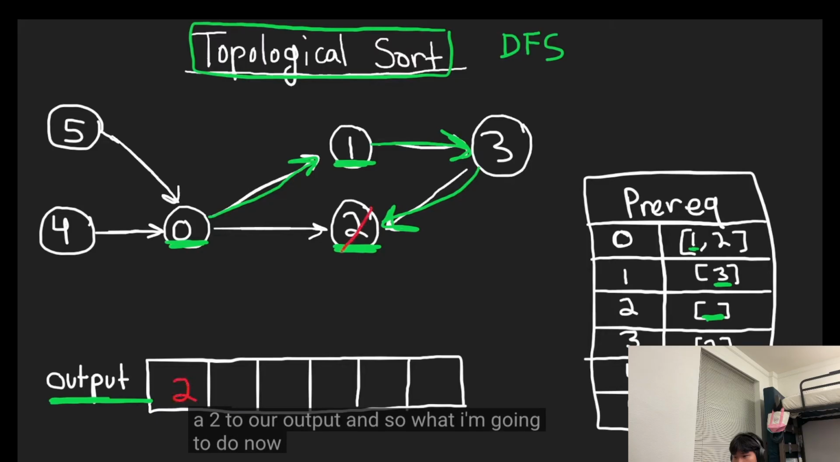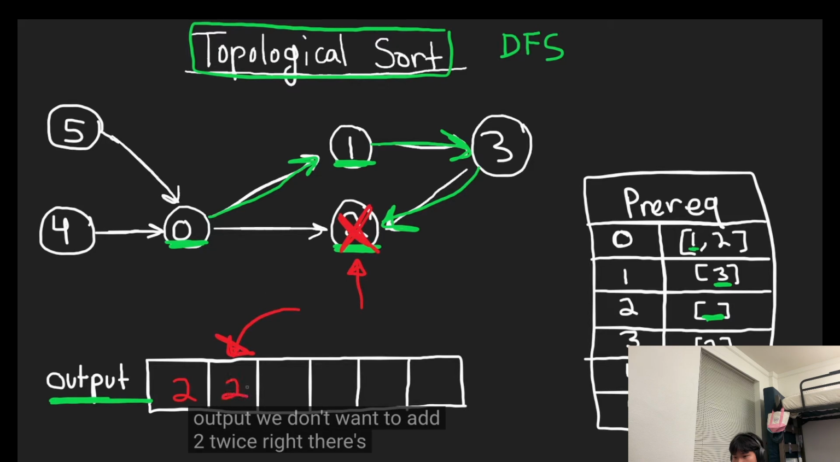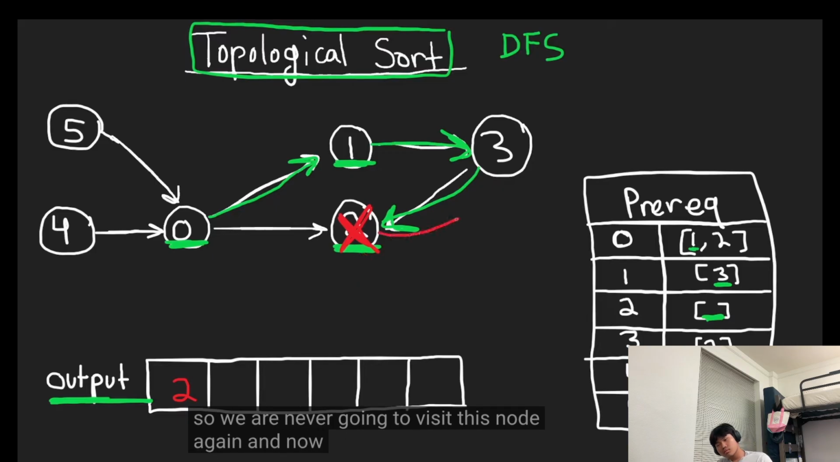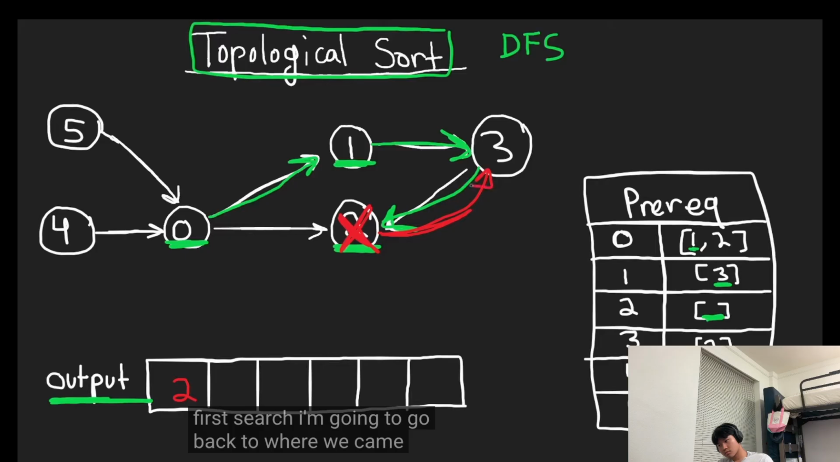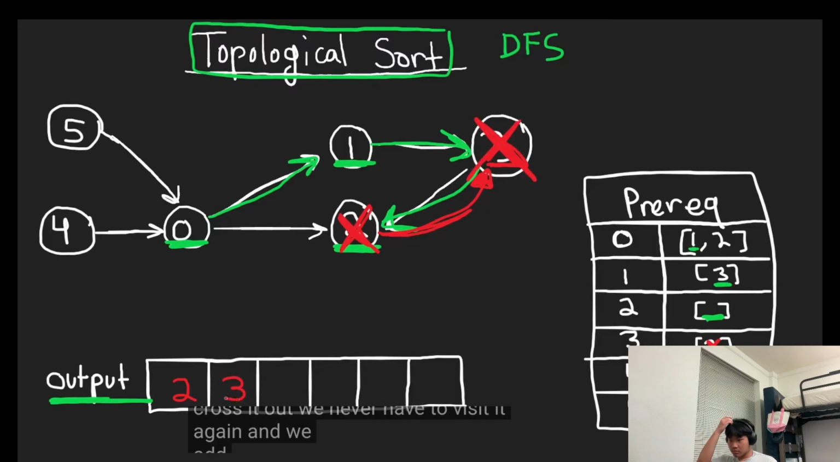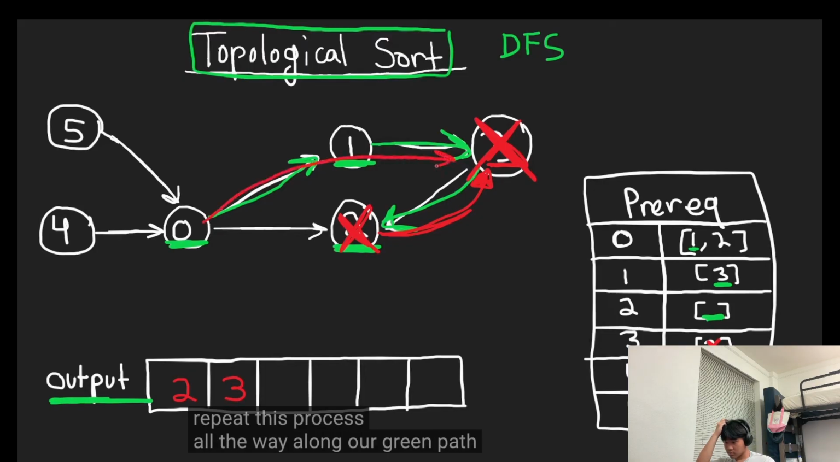And so what I'm going to do now is cross out 2 because we never have to visit it again, because once we've added 2 to our output, we don't want to add 2 twice, right? There's no need to add a course to our output twice. So I'm going to cross it out so we are never going to visit this node again. And now, in our depth first search, I'm going to go back to where we came from. We came from this 3. So now that 3, look, 3 does not have any more prereqs, right? We've already visited 2. It doesn't have any more prereqs. So we can also cross it out. We never have to visit it again, and we add it to our output. And I'm just going to repeat this process all the way along our green path that we just went along.